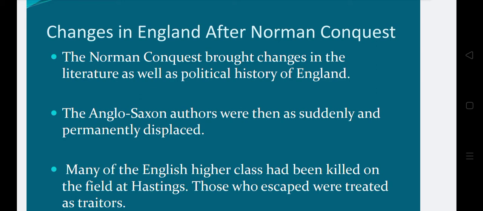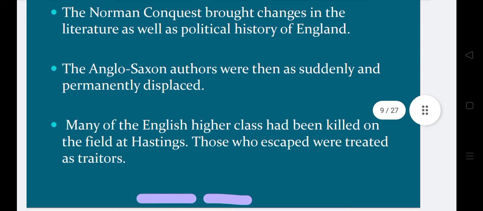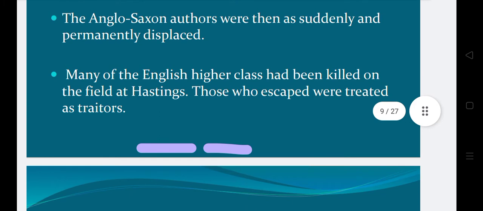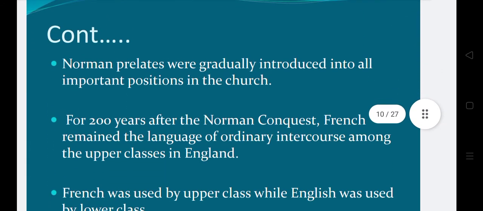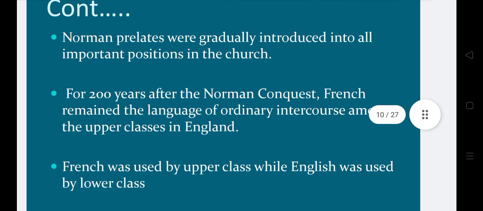The Norman Conquest brought changes in literature as well as in the political history of England. Anglo-Saxon authors were suddenly displaced, and many of the English higher class were killed on the field. Those who escaped were treated as traitors, and Norman prelates were gradually introduced into all important positions in the church, which was all dominated by Normans.